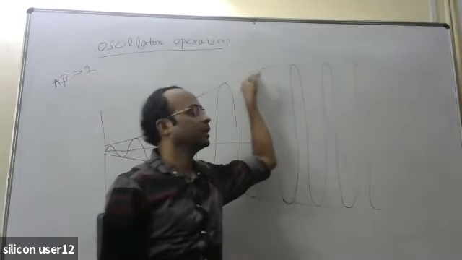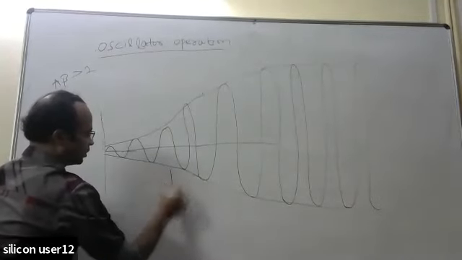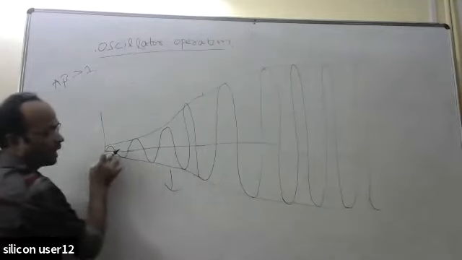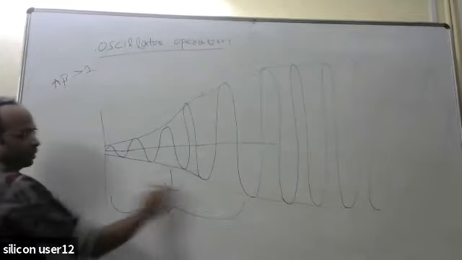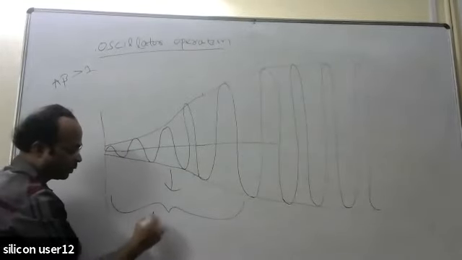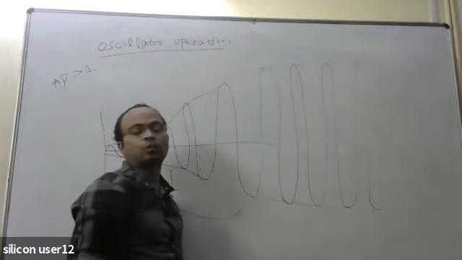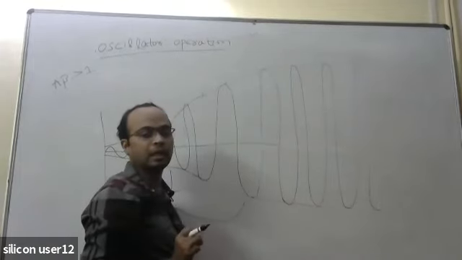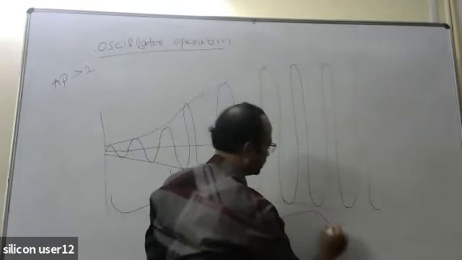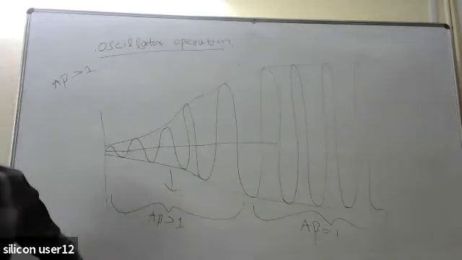When it is constant, the amplitude will not go on increasing. That means in this region, starting from here to here, when the amplitude is increasing, your A beta is behaving such that A beta is greater than 1. But here, the output waveform is getting constant. That means it is behaving as if we have taken A beta equal to 1. So for this region, A beta equals 1.